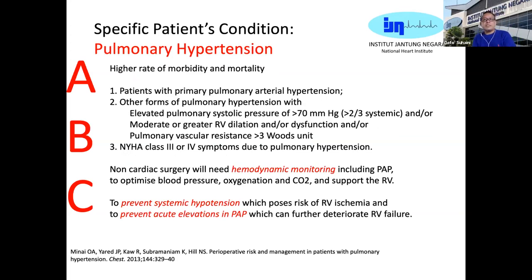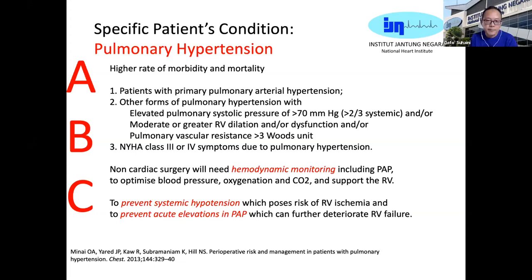The fifth condition is pulmonary hypertension. Pulmonary hypertension has a very high risk of morbidity and mortality after non-cardiac surgery. It could be primary pulmonary hypertension, or the pulmonary hypertension could be secondary from any other form. This is of concern, especially when the PA pressure is more than 2/3 systemic. It might be associated with a certain degree of RV failure, dilatation, or dysfunction. And the patient usually presents with poor New York Heart Association class.